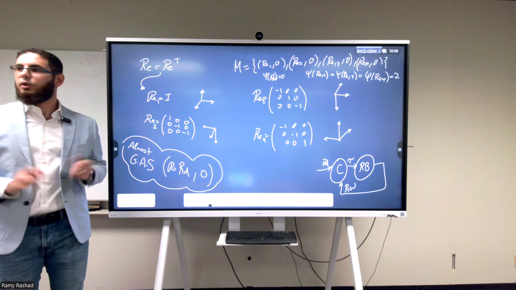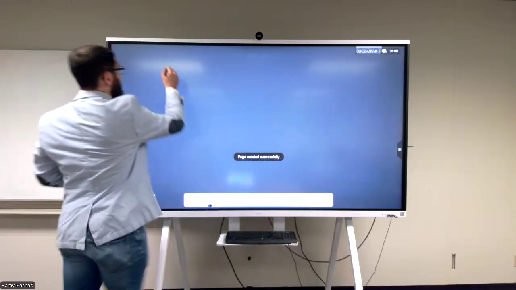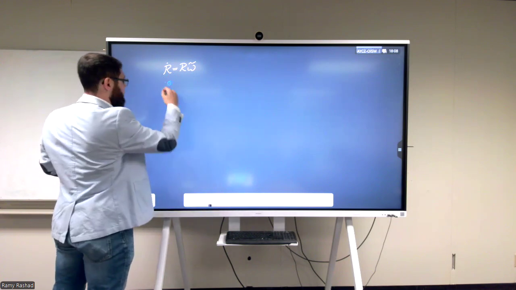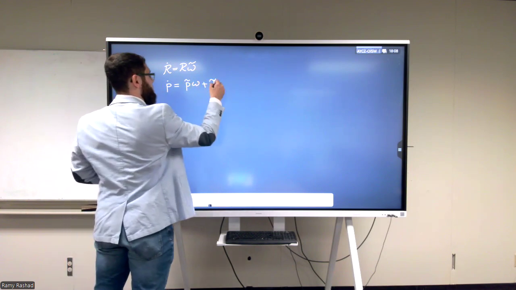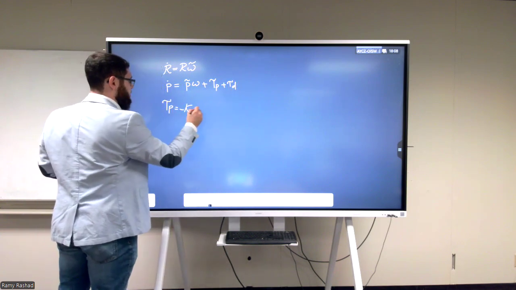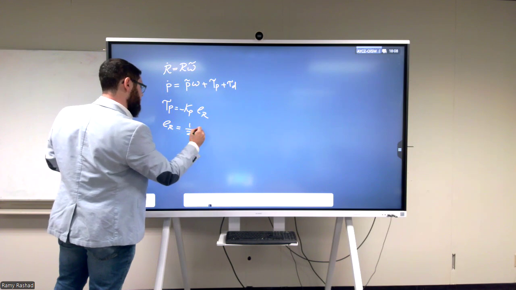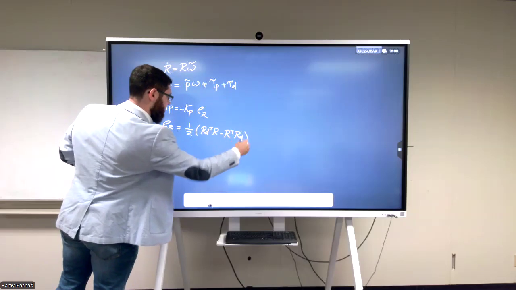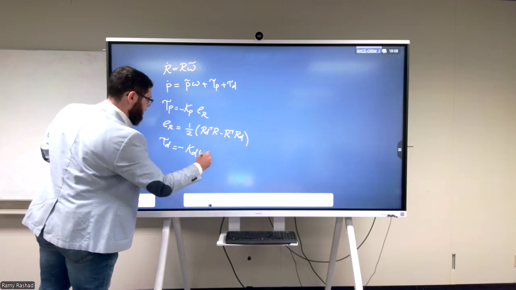And that's it. Okay. So this is the control law. If we go back, the conclusion is R dot is equal to R omega tilde, P dot is equal to P tilde omega plus TP plus TD, the proportional derivative term. The proportional term is equal to minus KP ER, and ER is equal to half the skew symmetric term of RD transpose R minus R transpose RD. And then TD is equal to minus KD multiplied by omega.